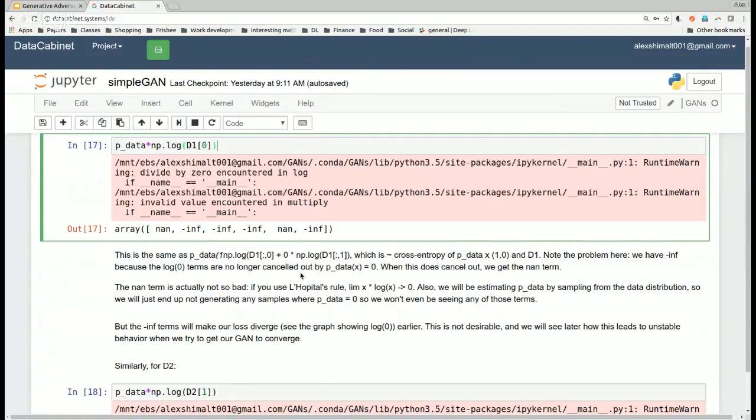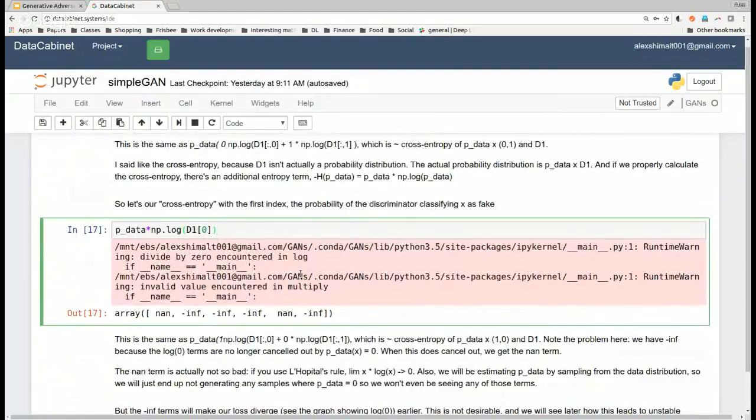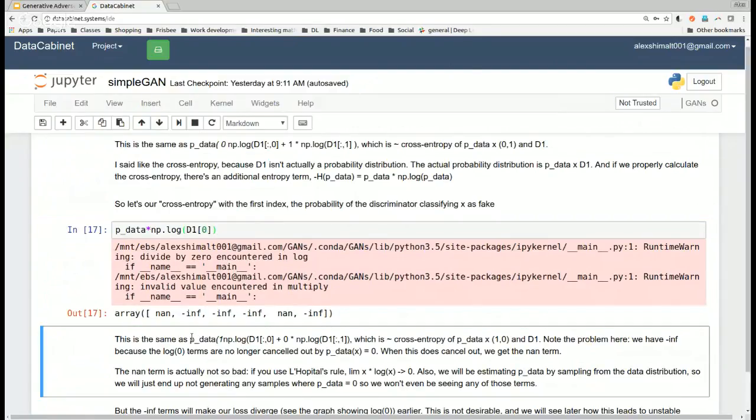Down here, now we have a problem. If we multiply the probability distribution times the sort of reverse labeling, this is what's effectively happening. It's P of data times 1 times the log probability that the discriminator classifies as fake, and 0 times the log probability that it's classified as real. So this is the reverse labeling, where everything in the data distribution is classified incorrectly. This is not actually what we want, but more interestingly, we can see that there's a problem.